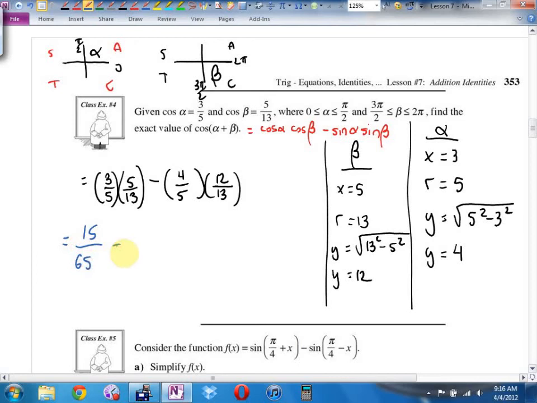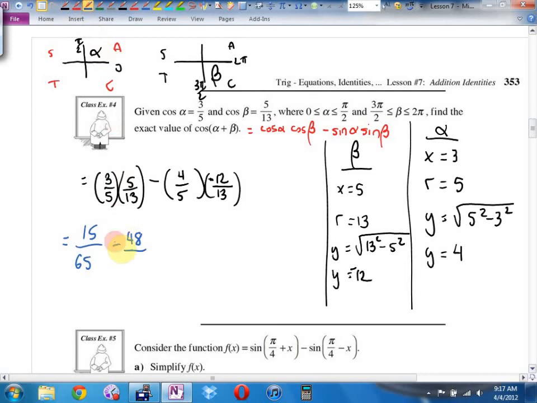minus 48 over... Wait a minute, Mr. Dueck. We need to make a tiny adjustment. Where is beta sitting? In this quadrant? Is y positive or negative if I'm down there? Should be a negative right there. Need to put a negative right here. In fact, this ends up being a minus minus, which is a what?